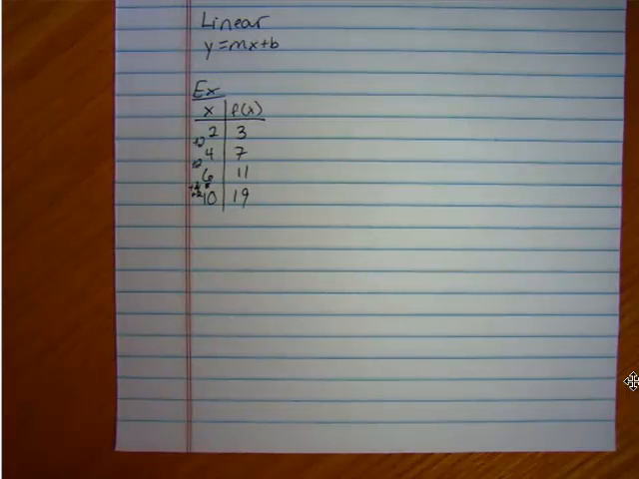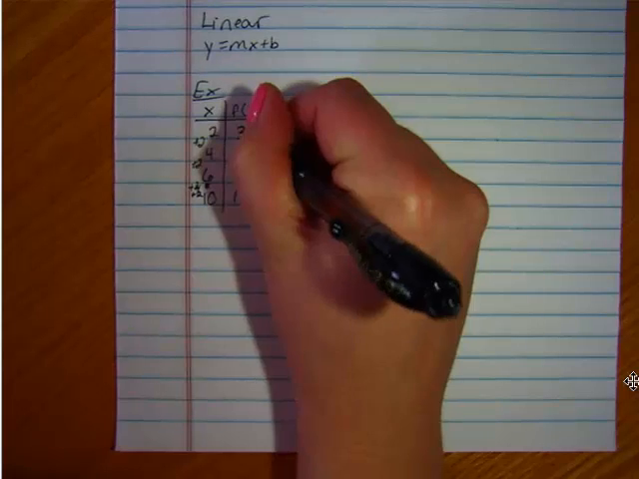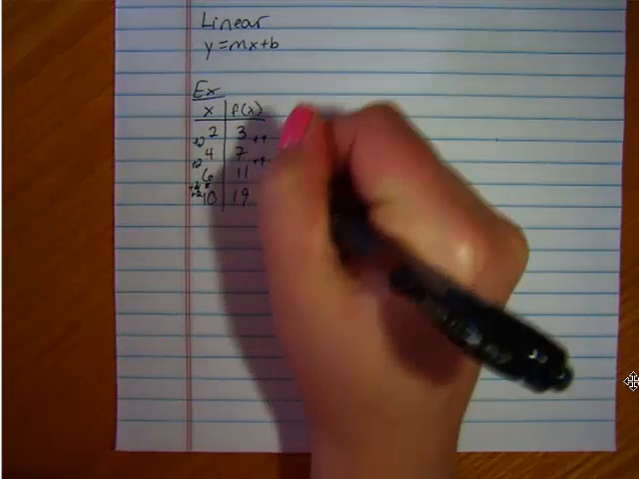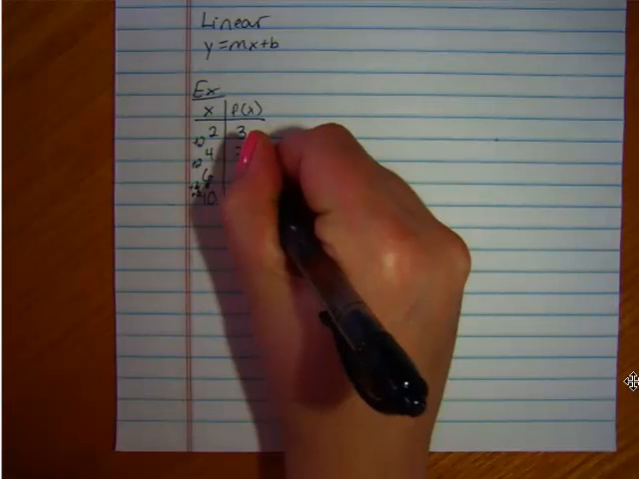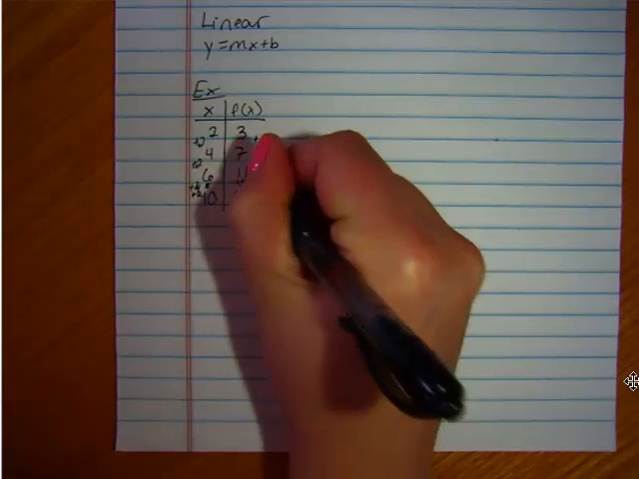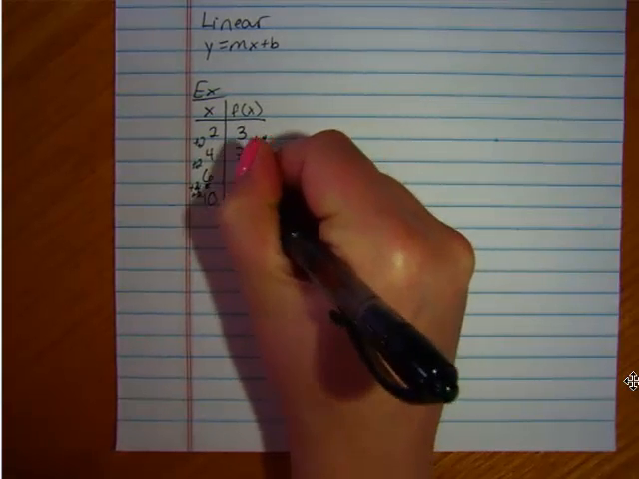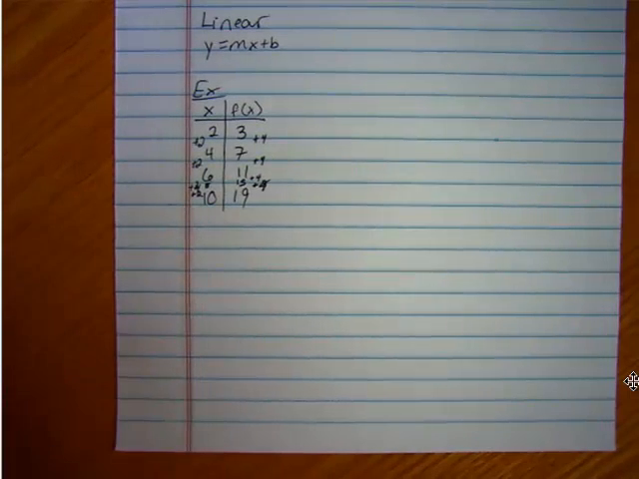On my f of x side, first I'm adding 4, and I'm adding 4, and then I'm adding 8. But again, same thing, I can't add 8, I can only add 4. So if I add 4 here, that gives me 15. And if I add 4 again, that gives me 19.